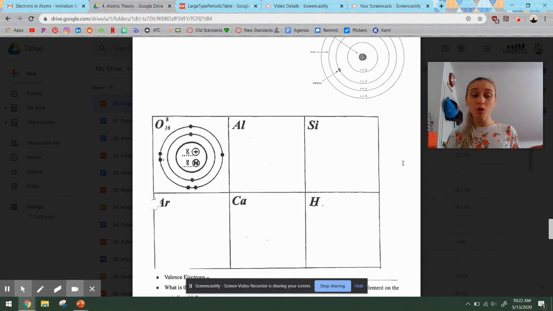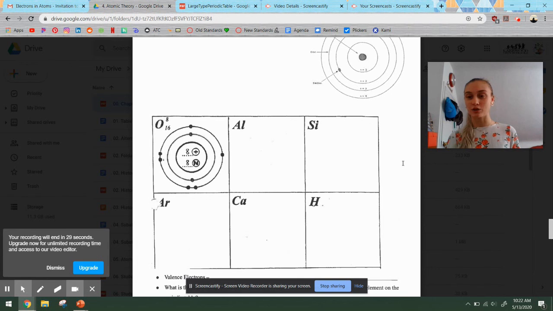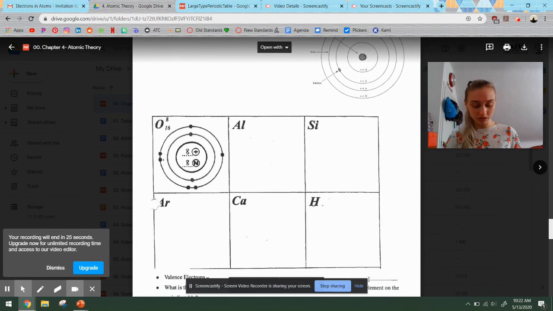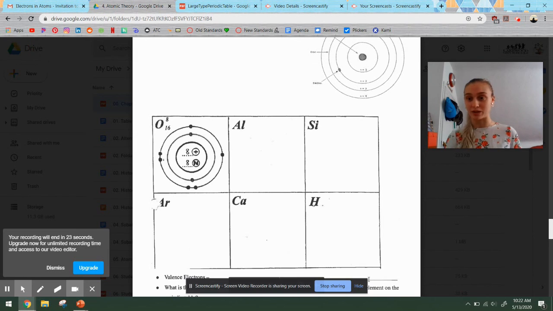So that's how you do Bohr models, and that's how you will do your assignment, okay? If you have any questions or this is unclear, please let me know because I won't know unless you tell me, all right?